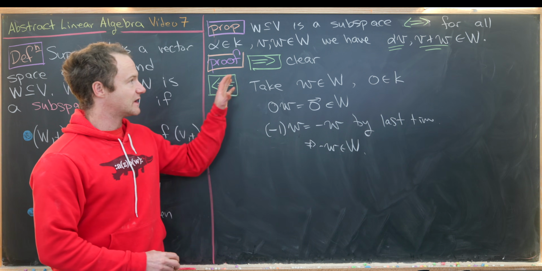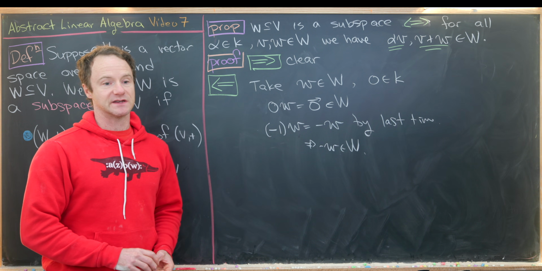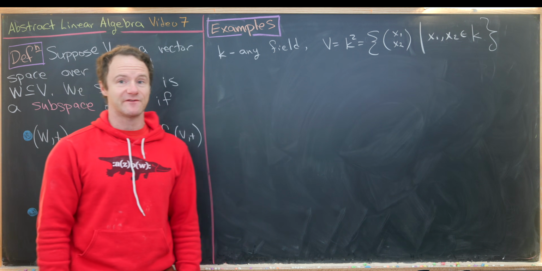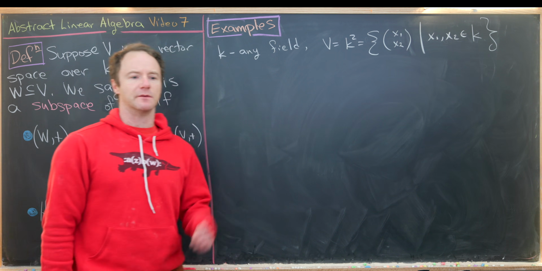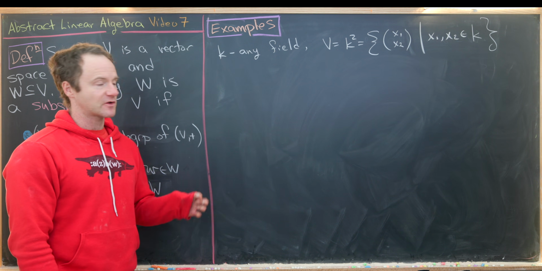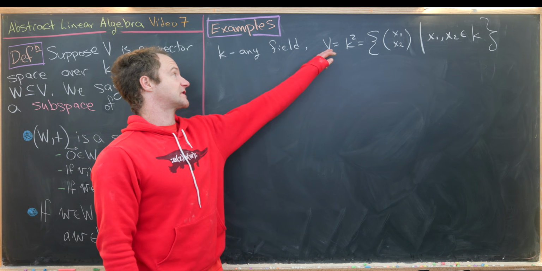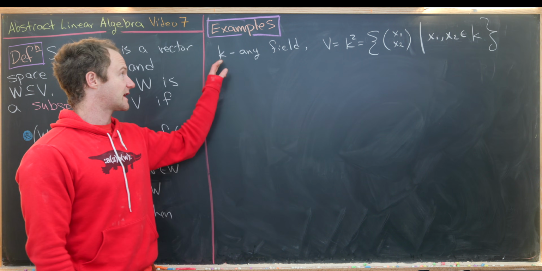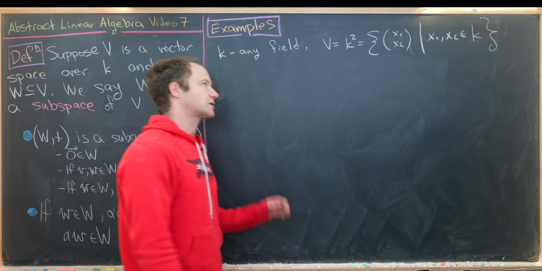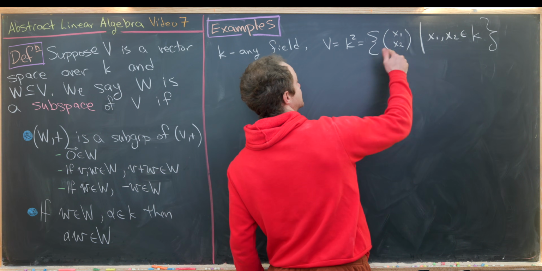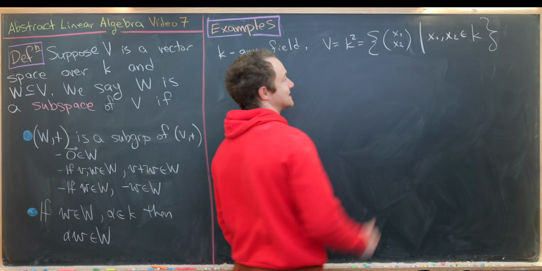Okay, so let's get rid of this, and then we're going to go through a bunch of examples. So now that we've explored the definition of a subspace, we're ready to look at a bunch of examples. So the first several examples we'll look at will be subspaces of a vector space K², where K is any field. Let's recall that that's going to be all vectors that have two components like this.